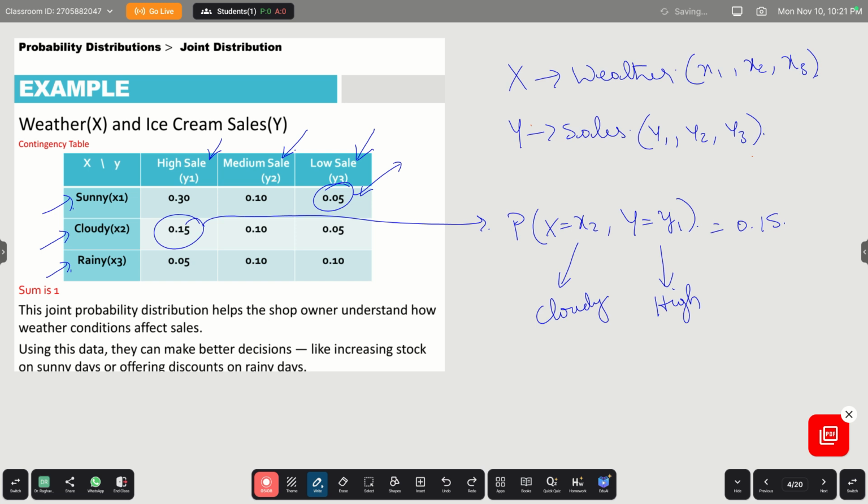And how does this help the shop owner? He can understand the effect of weather conditions on sales of ice cream, and he can make better decisions. On sunny days, he can increase the stock, because on sunny days there is a high probability that high sales will happen. On rainy days, the probability of high sales will be less, and he can offer discounts. He can make his own plans for his business.